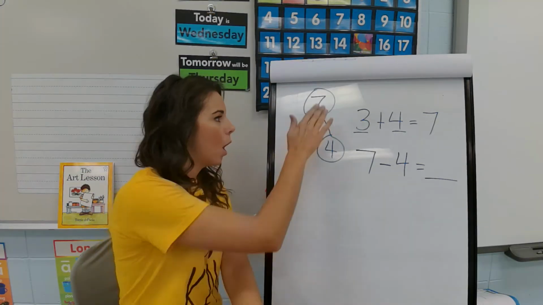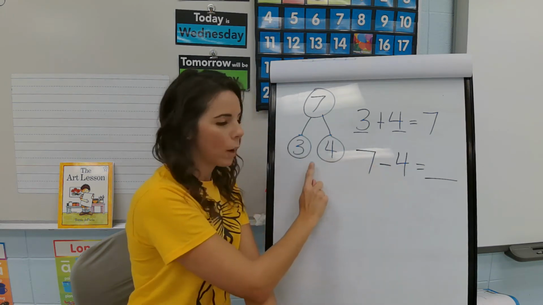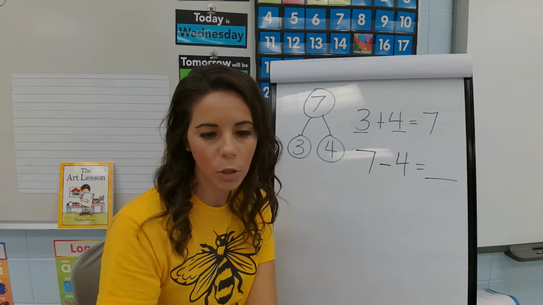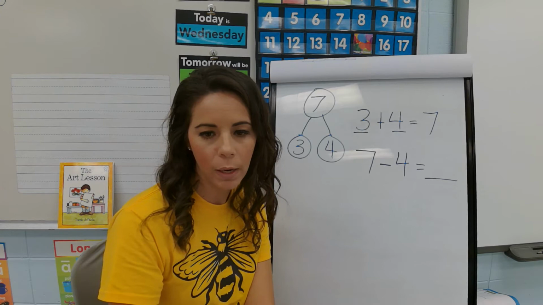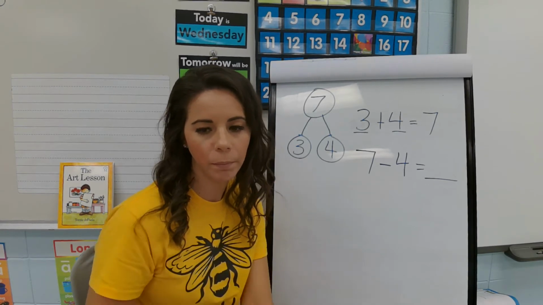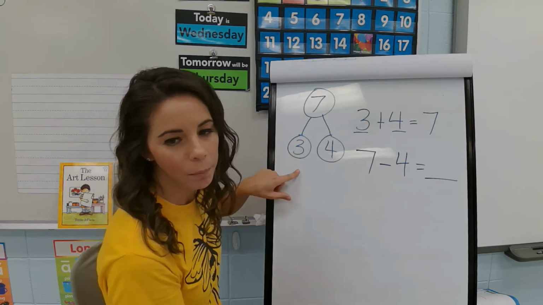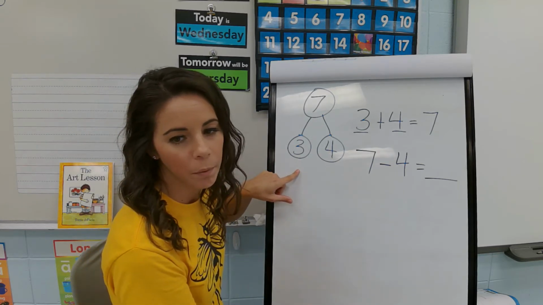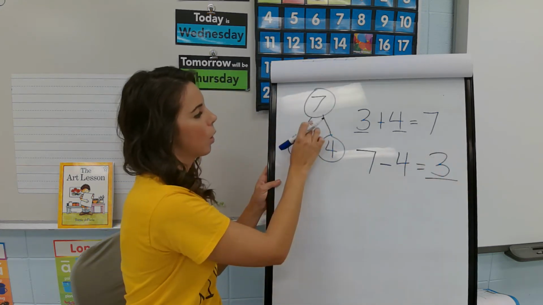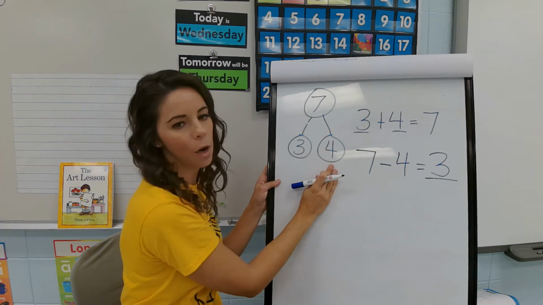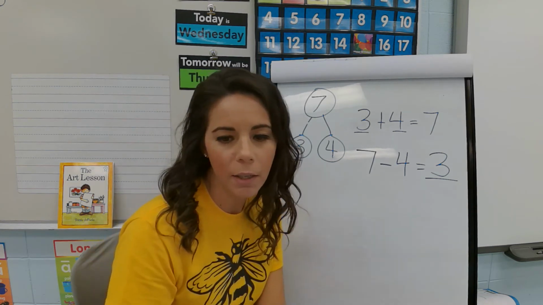We have our number partners right here, so we don't even have to add because we have it right here for us. We're just writing it in a subtraction sentence. All right, who can give us the answer? Clara? Say it out loud. Great job. 3. We start with our whole number, take away a part, which gives us our other part, 3. All right, let's do another one.